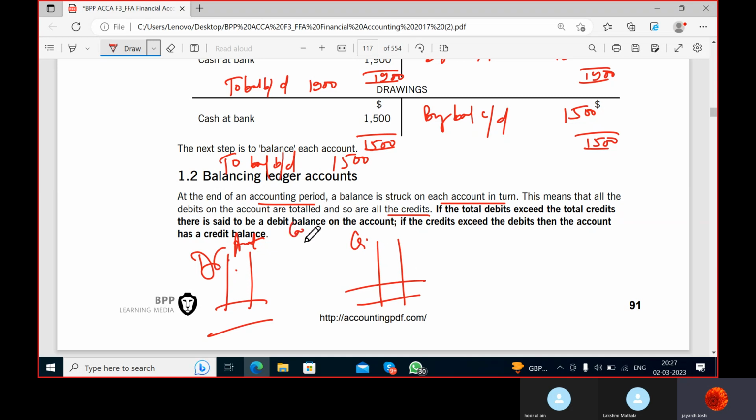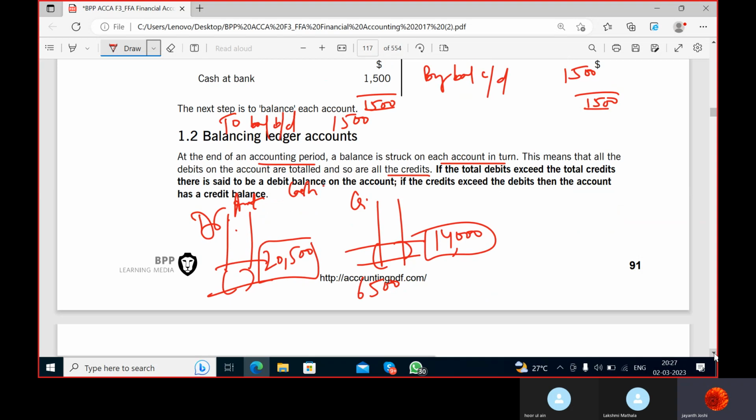Suppose this is the cash account. We total the debit side amounts and get an amount, total the credit side amounts and get an amount, and then we see if the total debits exceed the total credits. Suppose in the cash account debit we had 20,500 and here we had 14,000. The debit exceeded the credit by how much? 6,500, correct? So if the total debits exceed the total credits, there is said to be a debit balance on the account. So 6,500 is what? Debit balance.